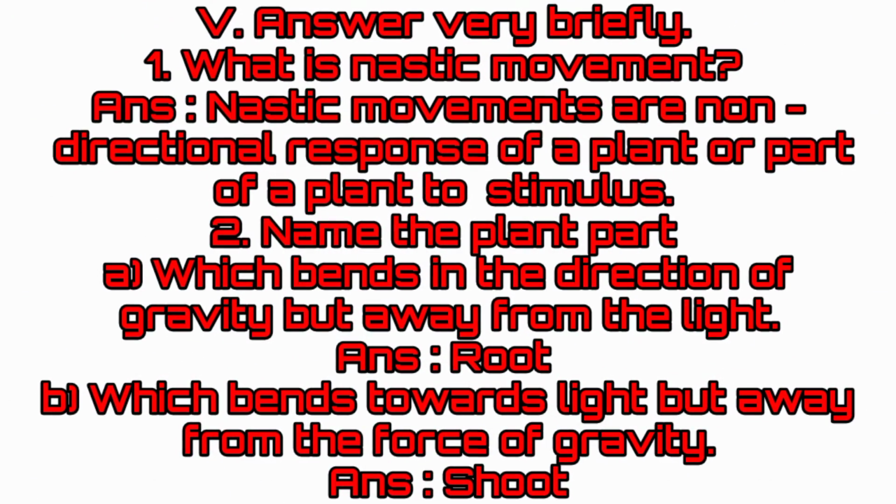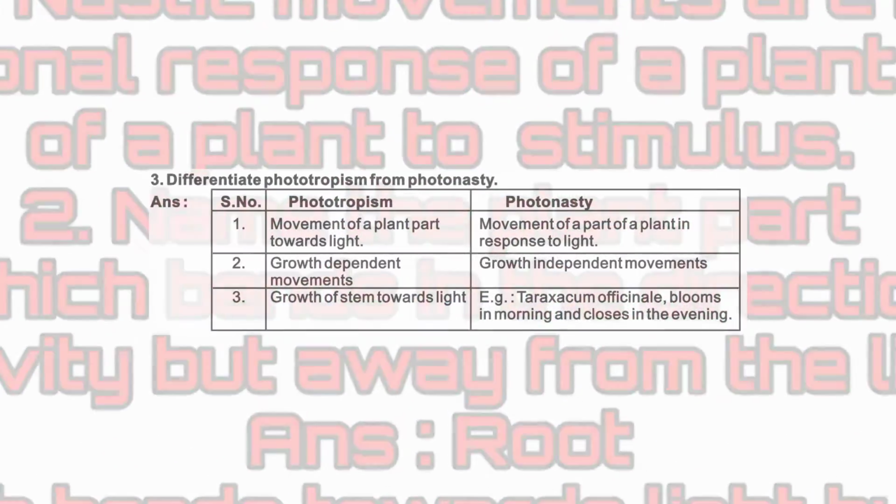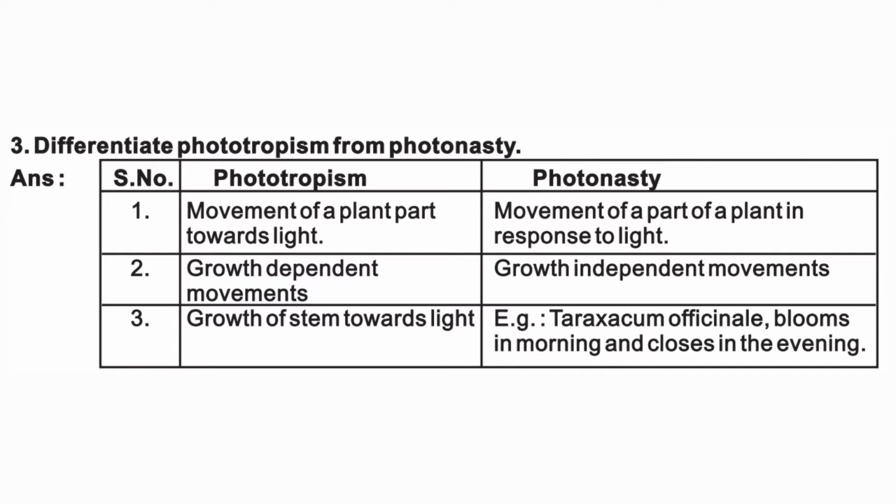Answer very briefly. What is nastic movement? Nastic movements are non-directional responses of a plant or part of a plant to stimulus. Name the plant part which bends in the direction of gravity but away from the light. Answer: root. Which bends towards light but away from the force of gravity? Answer: shoot.